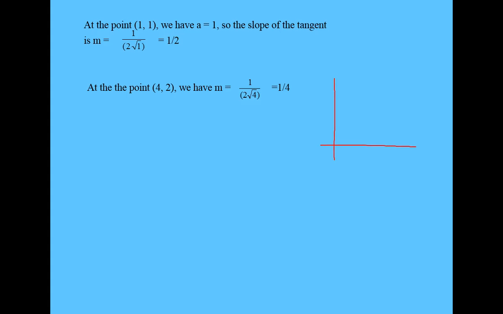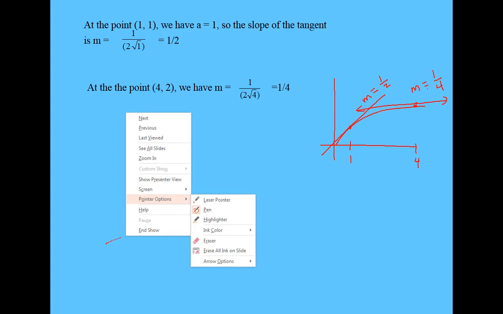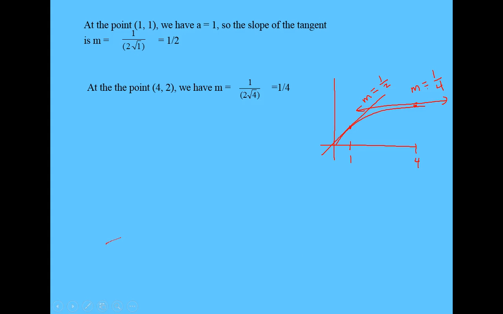The square root of x looks something like this. So at x equals 1, we would say the slope of this tangent line is 1/2. And out here at 4, if we looked at the slope of that tangent line, we would see the slope of this tangent line is 1/4. At the point 9, 3, we would have a slope of 1/6.